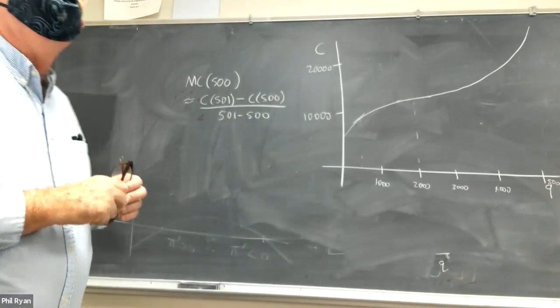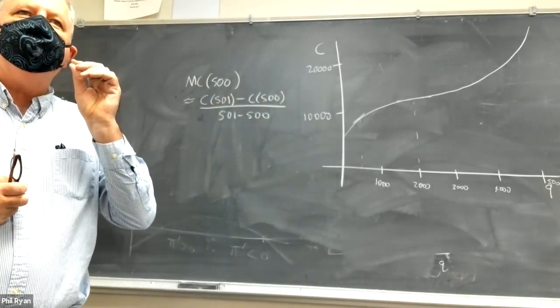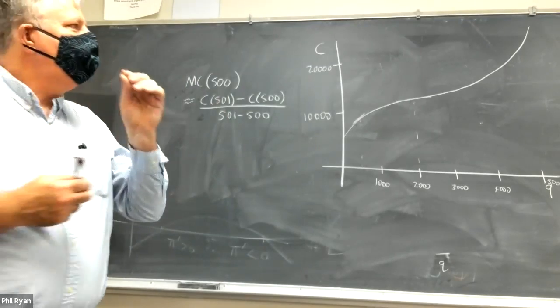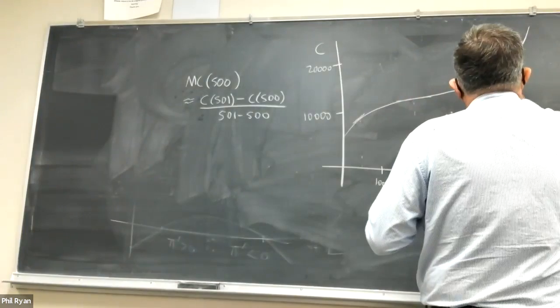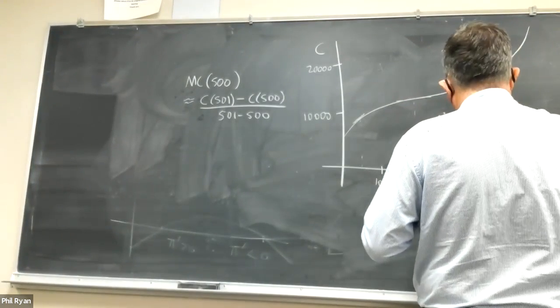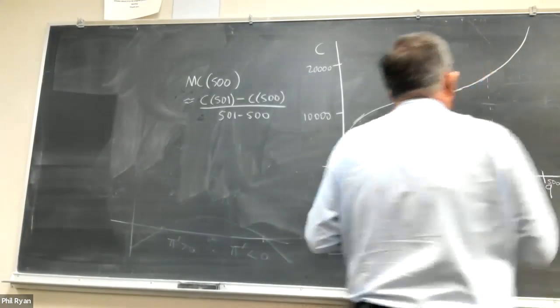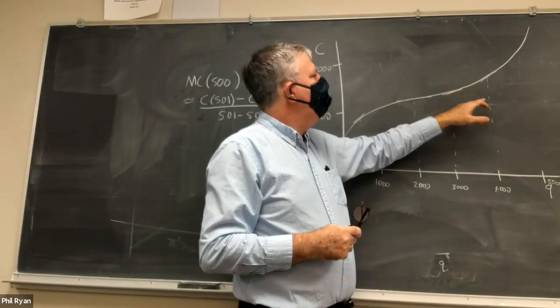Which costs more to produce, the 3000th unit or the 4000th unit? 4000, right? Because it's getting steeper. Again, get a little slope here. Little slope here. Those are the marginal costs. We see that that is steeper than that.